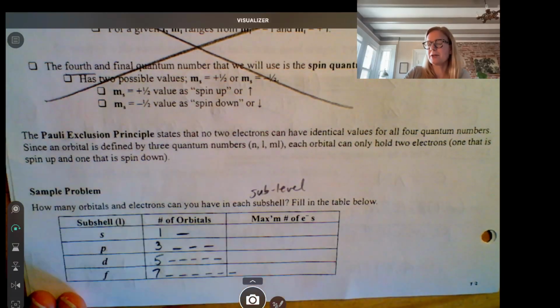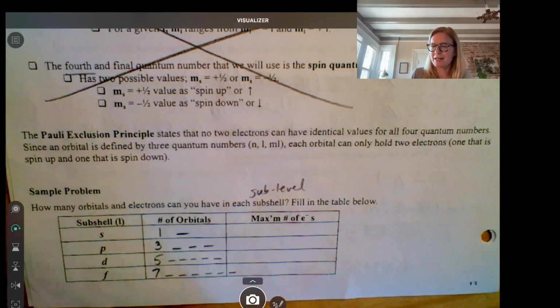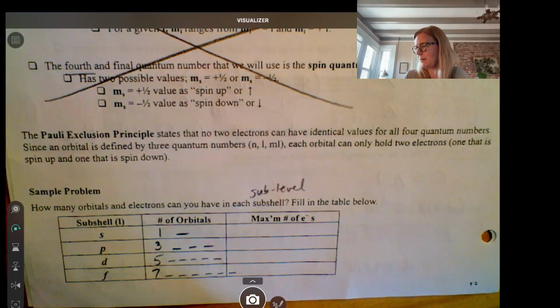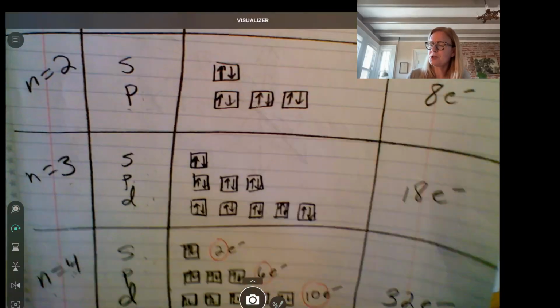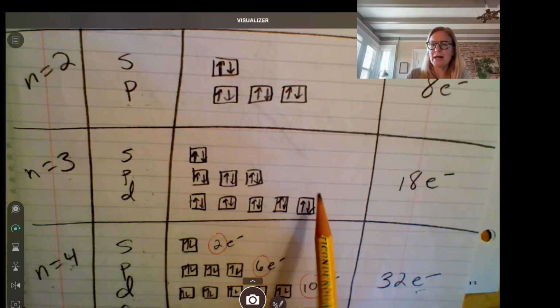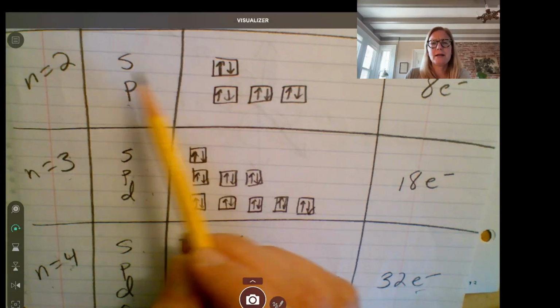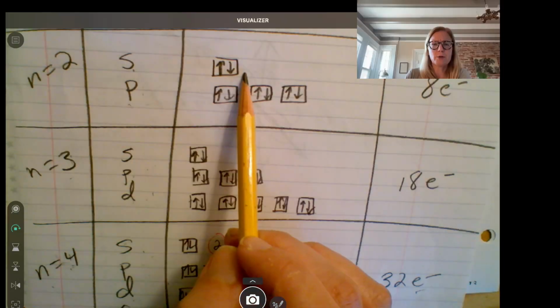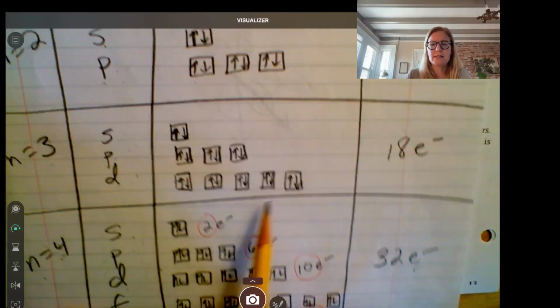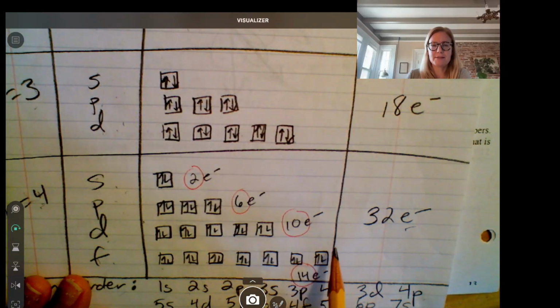Okay, I know this feels a little bit abstract, you just got to roll with it. It's not actually as hard as it seems, okay? So in chemistry, if you took chemistry with me, I often represented them with boxes instead of lines. But an S sublevel or subshell has 1 orbital. P has 3, D has 5, and F has 7.